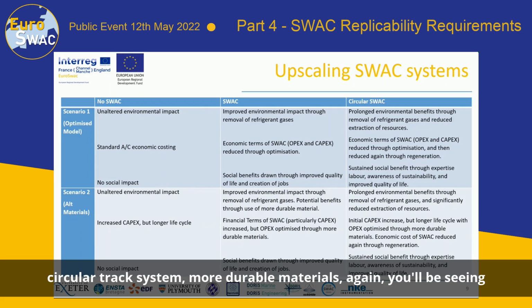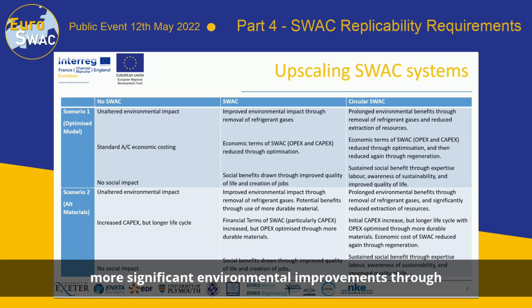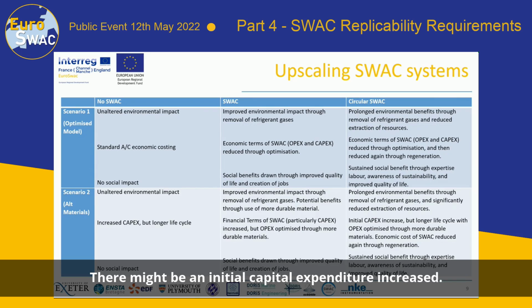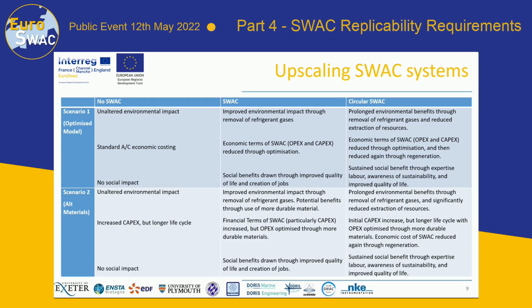And then with a circular SWAC system, with even more durable materials, again, you would be seeing more significant environmental improvements through reduced extraction of materials through reused or durable materials. There might be an initial capital expenditure increase, but you have a longer life cycle optimised through more durable materials. And again, you'd have the same sustained social benefit through upskilled labour, job creation, and improved quality of life. So hopefully that explains it, summarises it quite well. And from those 3 usage cycles, we'll then create a business model which we hope we can use to upscale SWAC in the future. Next slide, please, Ola.